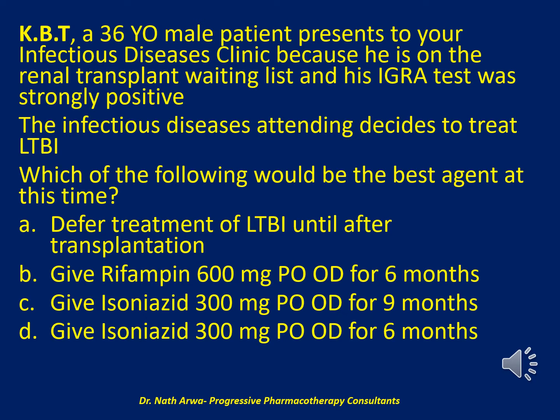Would it be A. Defer treatment of LTBI until after transplantation, or B. Give rifampin 600 mg orally once daily for 6 months, or C. Give isoniazid 300 mg orally once daily for 9 months, or would it be D. Give isoniazid 300 mg orally once daily for 6 months? I will give you 10 seconds to choose the correct answer to this question from the listed options.